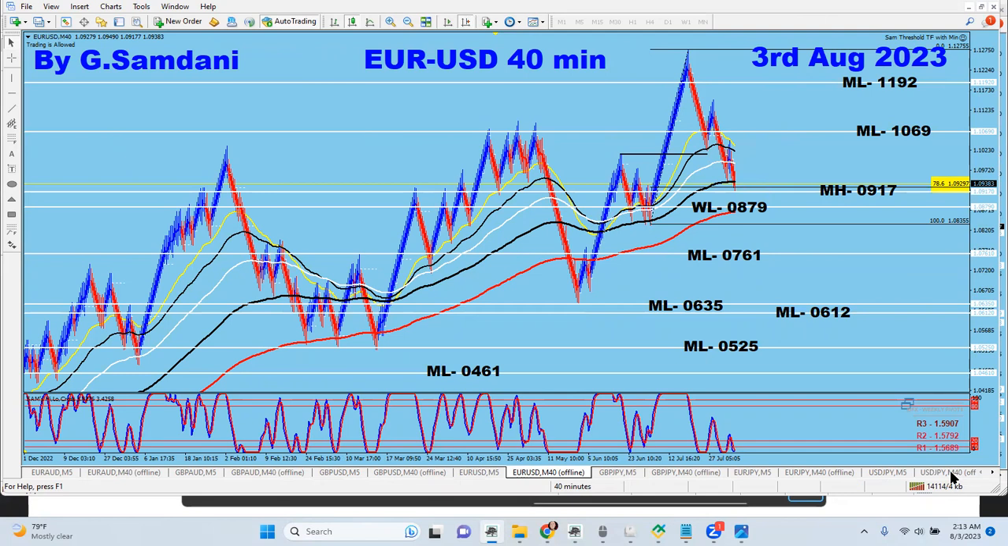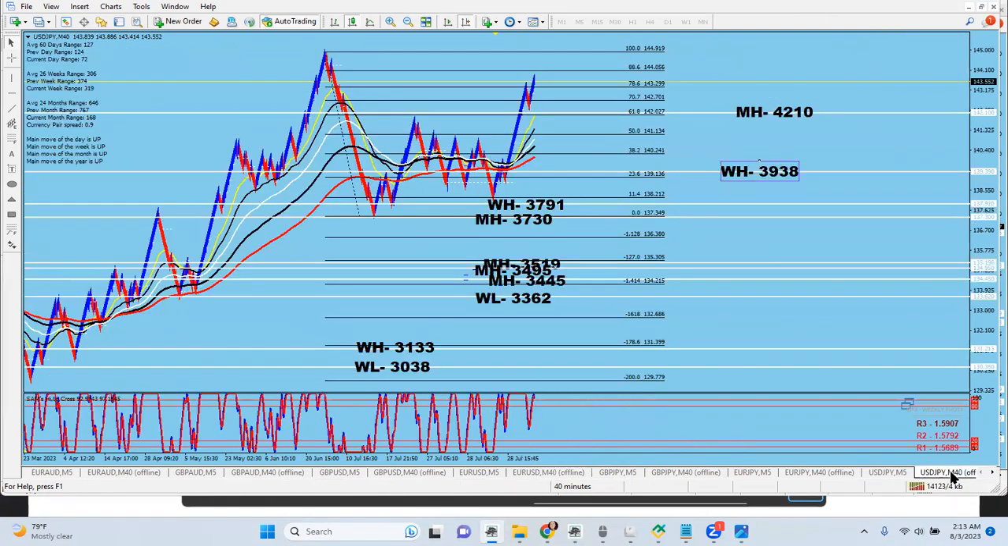Similarly, if you look at the USD Yen 40-minute chart, this is what I got here. I still have to make the chart the way I make it, but let me just get rid of this here. Okay, thank you.